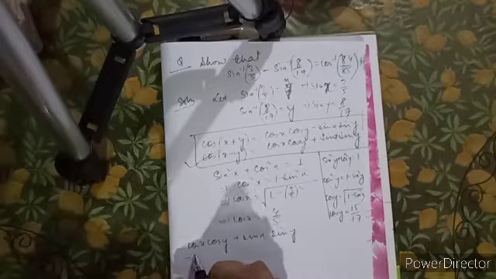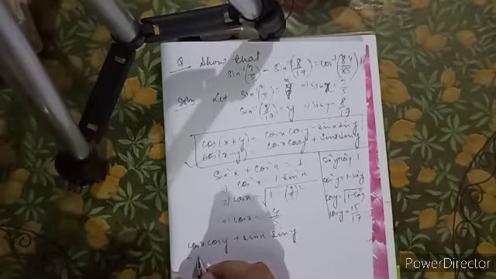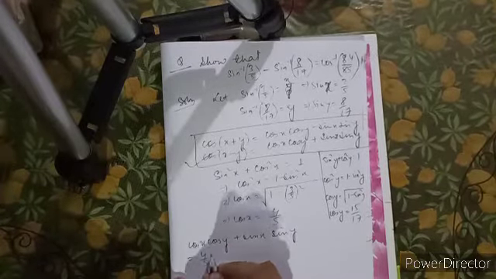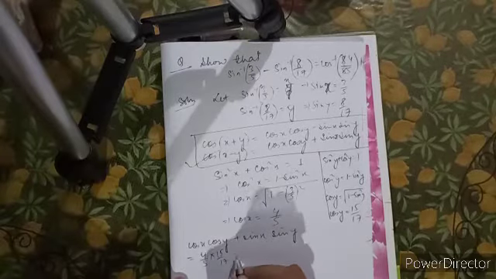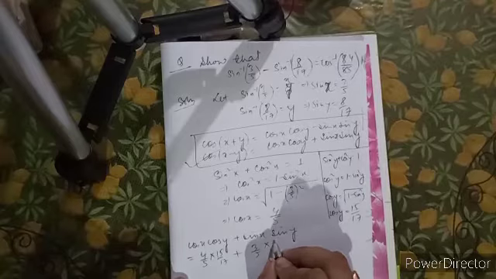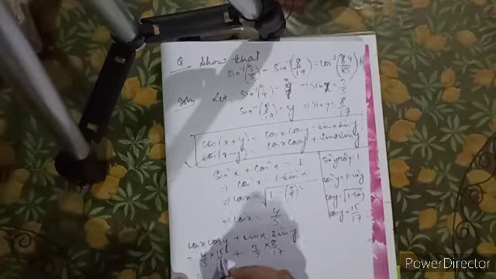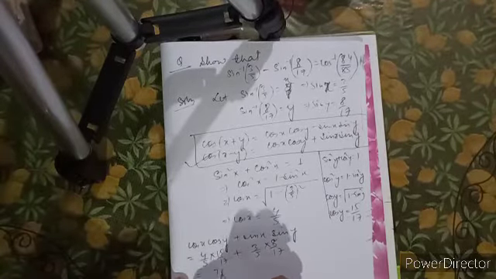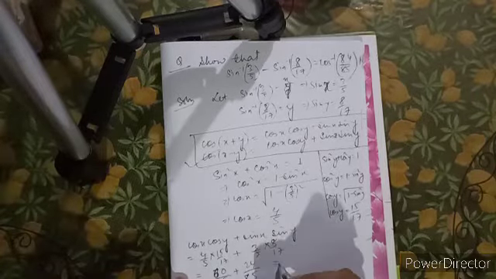So let us put the values: cos x cos y, 4 by 5 into 15 by 17, plus 3 by 5 into 8 by 17. So this will be 60 by 85 plus 24 by 85. So we are having 84 by 85.